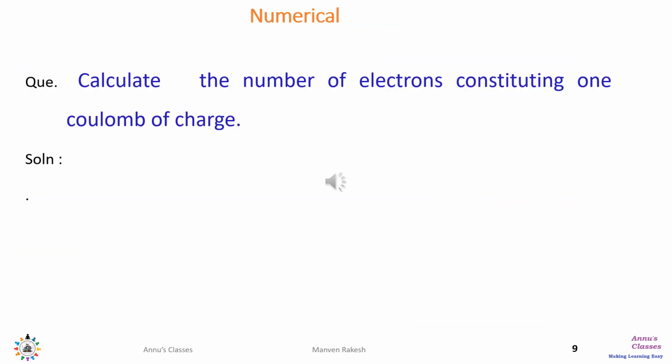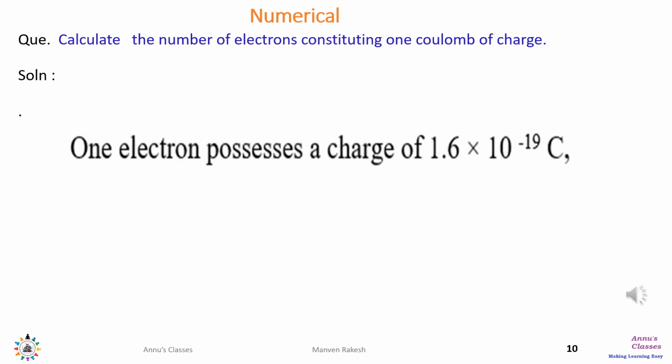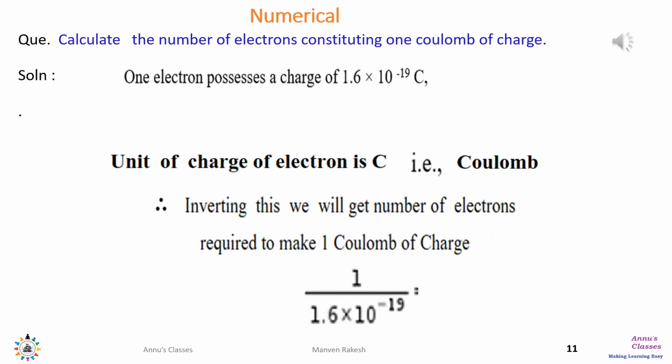Here comes the first calculation exercise. Calculate the number of electrons to make 1 coulomb of charge. We have to find the number of electrons in 1 coulomb of charge. We know 1 electron possesses a charge of 1.6 into 10 raised to minus 19 coulombs. The unit of charge of electron is C, that is coulomb. So, if we invert this, we get the number of electrons.